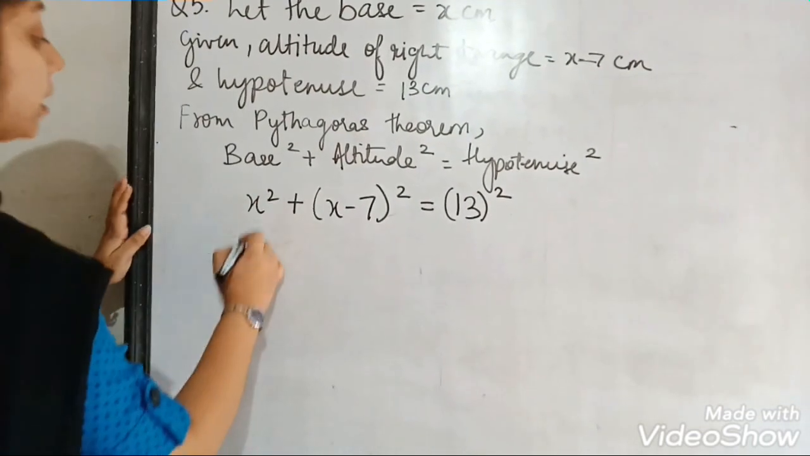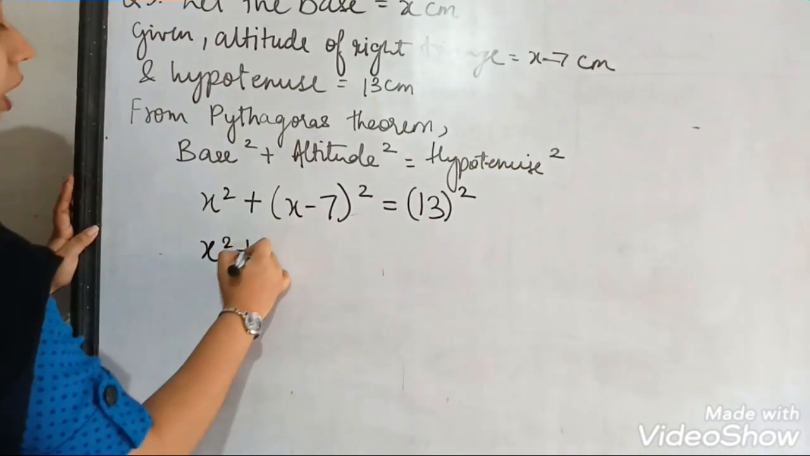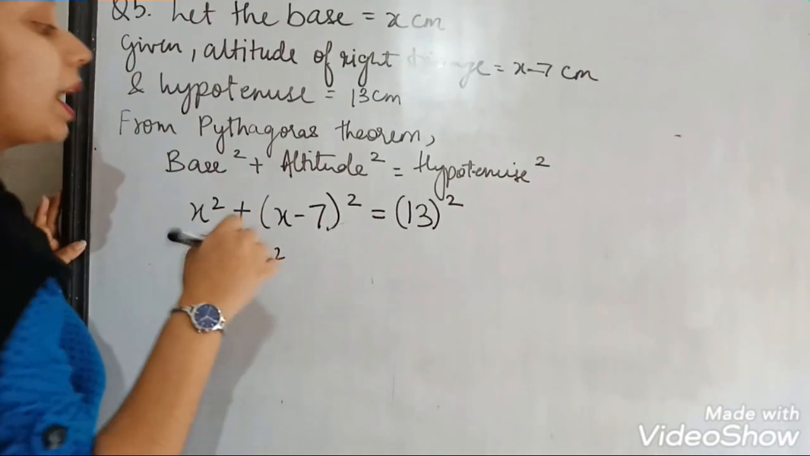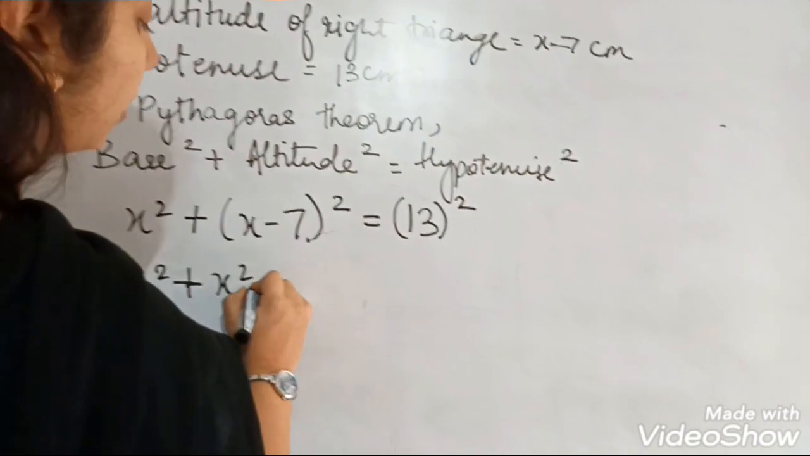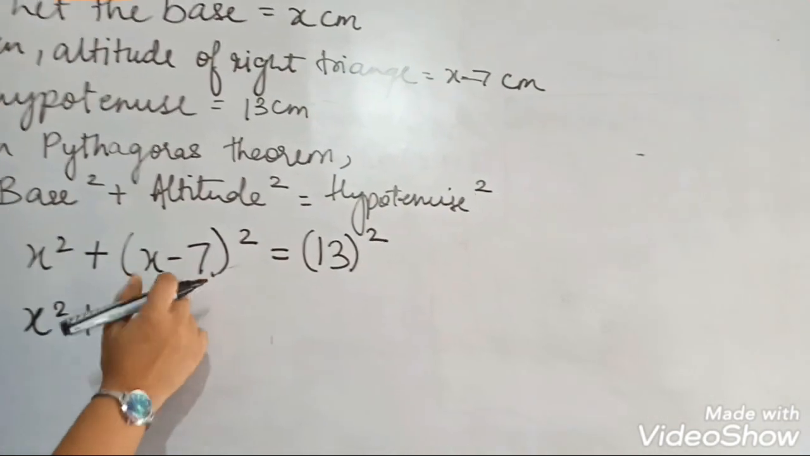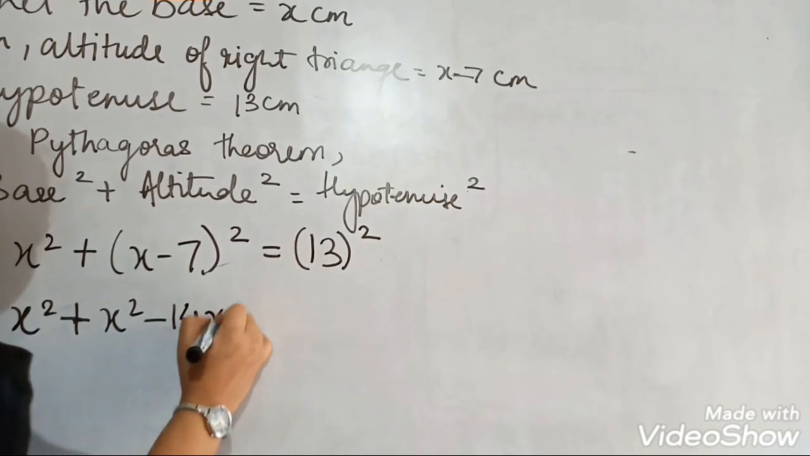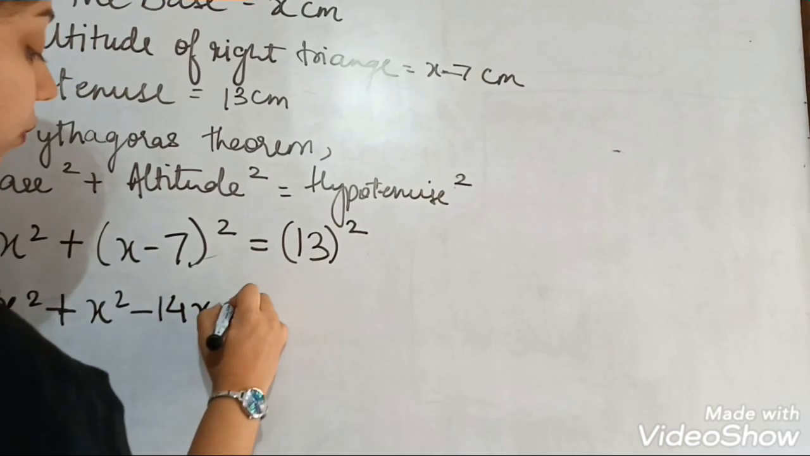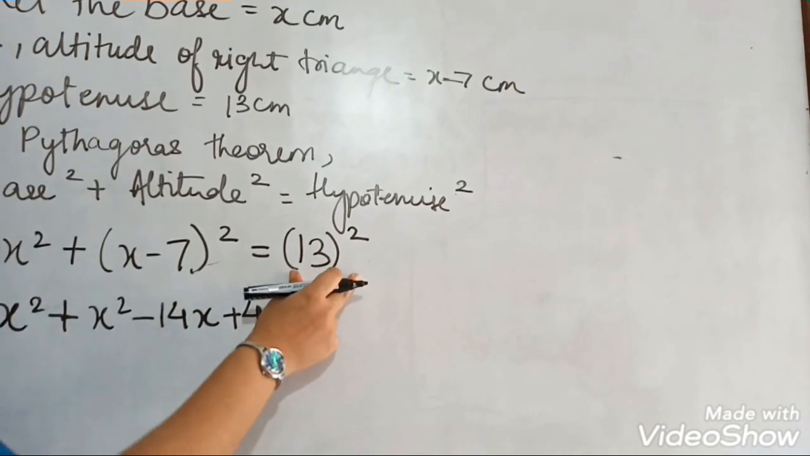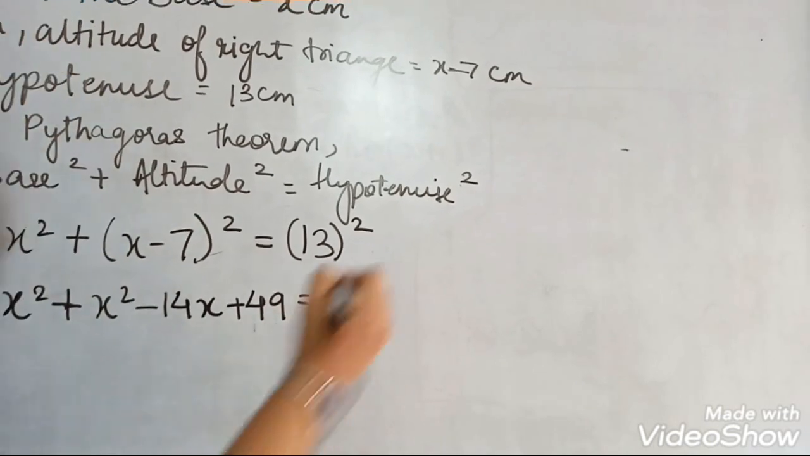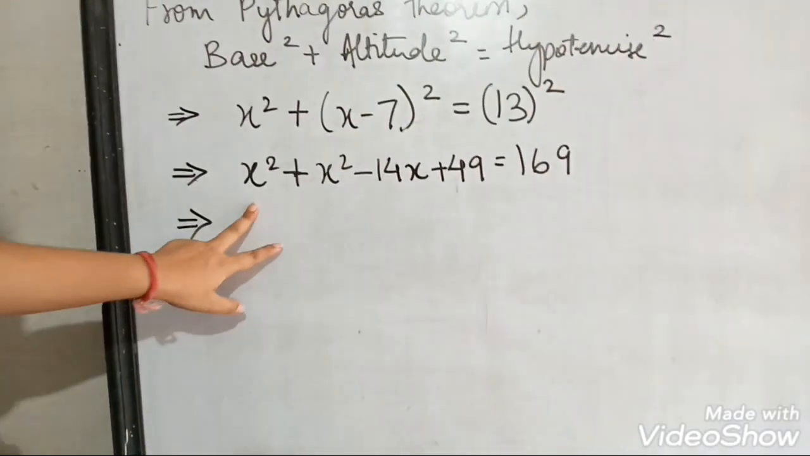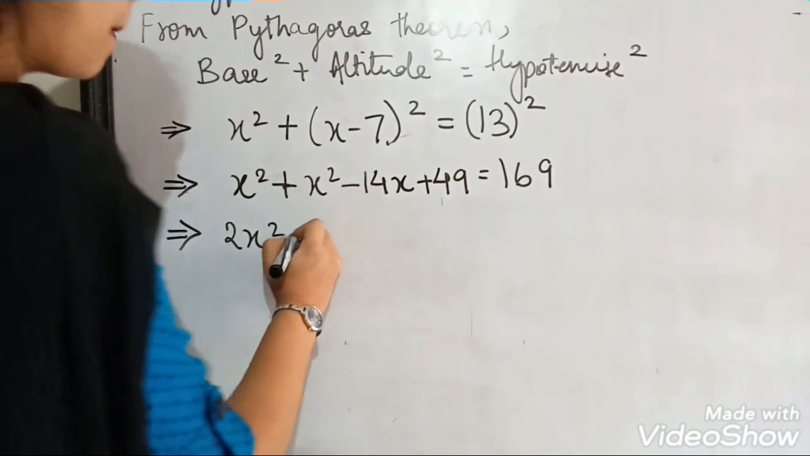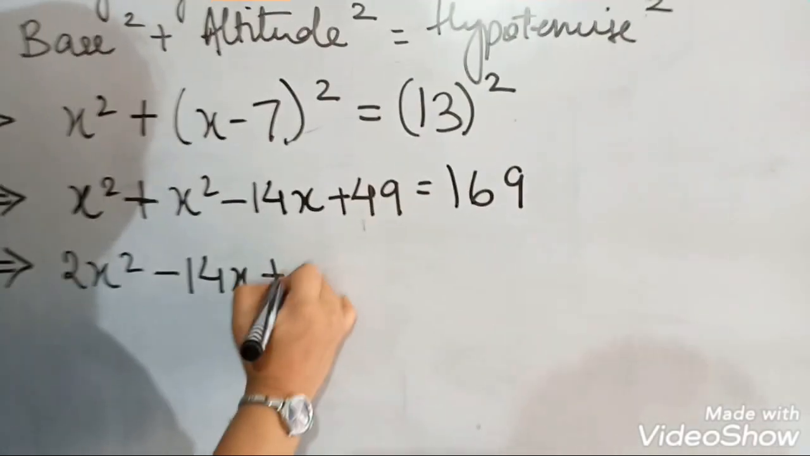Let us solve this. This will be x square only plus, now this goes with the formula of a minus b whole square. This will be a square, that means x square minus 2ab. 2 into x into 7 will be 14x plus b square, this will be plus 49 equals to 13 multiplied by 13 will give you 169. Now we have two terms of x square, so let us add these. This will be 2x square minus 14x plus 49.